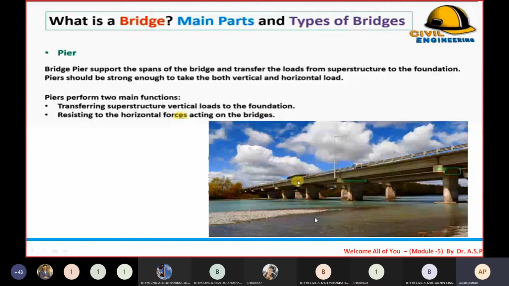So again, what is the shape of the piers and the design of the piers is another interesting part. So I am here enlightening all of you regarding the design of this particular pier. Design means fixing the dimensions. What should be the dimensions of this particular pier? Is it rectangular, or square, or hollow square?